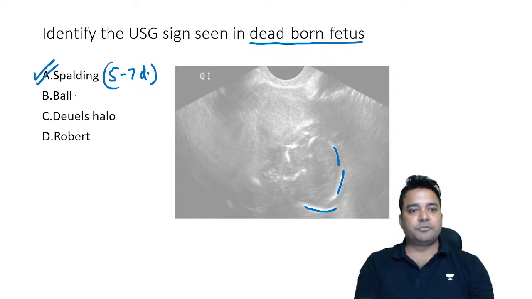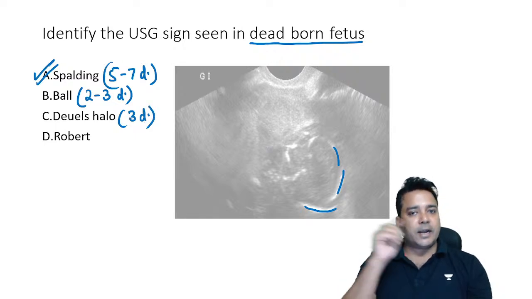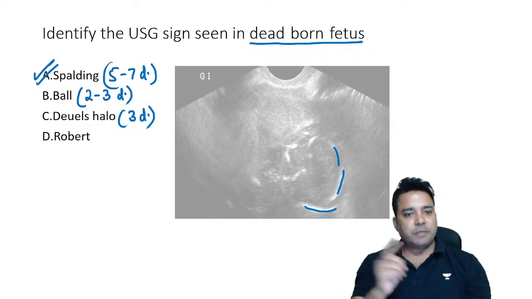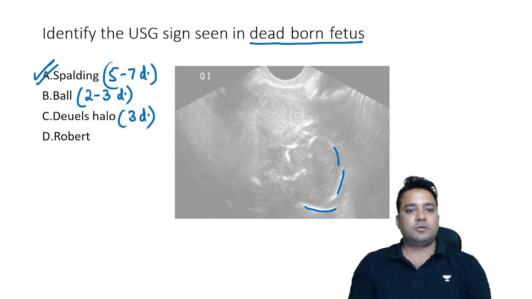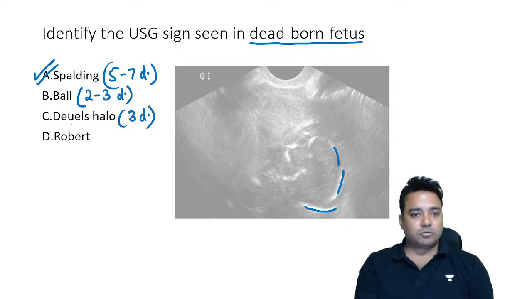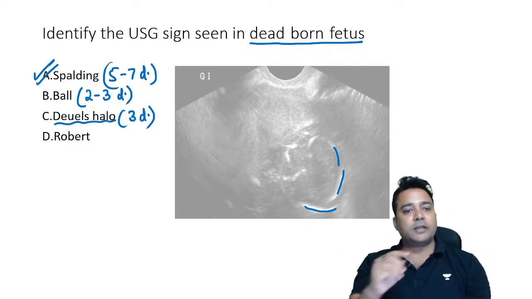Ball sign क्या होता है? The fetus assumes the shape of a ball, roughly can be seen due to hypermobility of the spine at about 2 to 3 days. What is Deuel halo sign, which is seen roughly at about 3 days of fetal death inside uterus? You will see a hollow area, empty area between scalp and skull bone. Normally there is no empty area. This empty area is due to enzymatic autolysis, which is happening in this dead fetus. Autolysis is aseptic procedure. उस autolysis से भी gases produce होते हैं and they create a hollow area between scalp and skull called as Deuel halo sign.